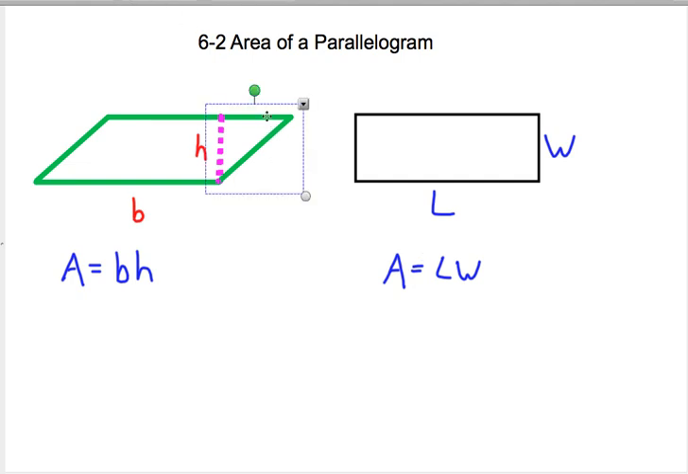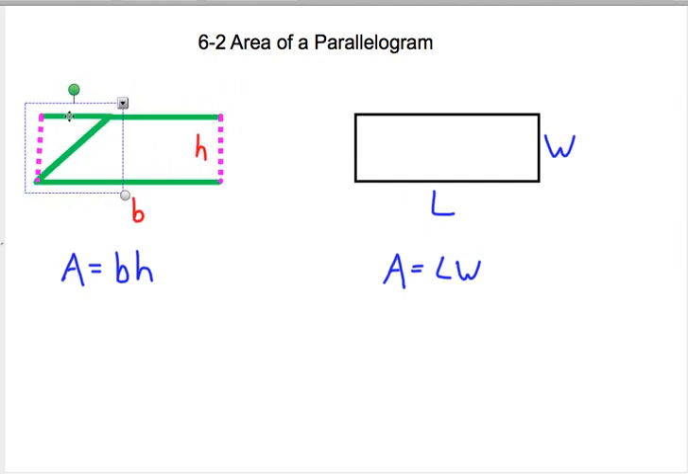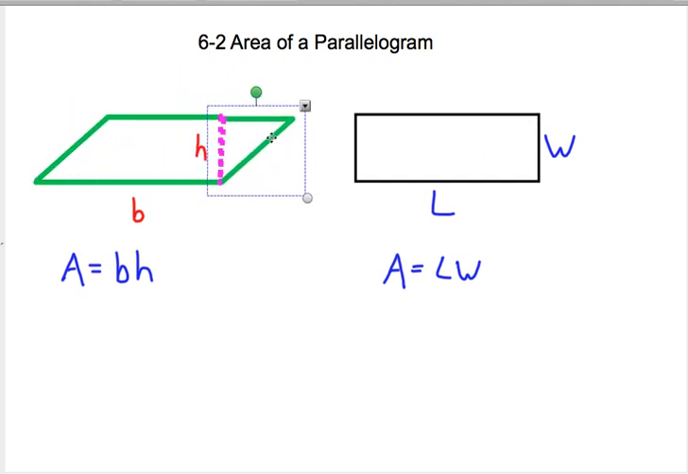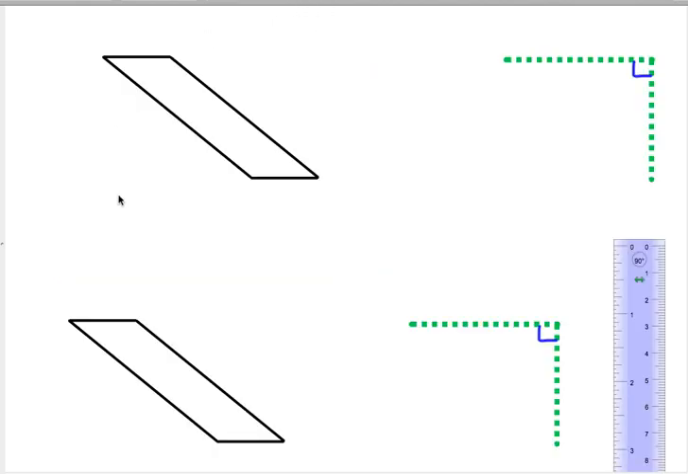Well, if you take this parallelogram here and cut off the side and move it over to this side, you'll see that we essentially have the same shape as this over here. We have a rectangle. And the base, B, comes from the L over here, and the height, H, comes from the W over here. So these are essentially the same shape if you cut them up that way. So let's look at this parallelogram here.